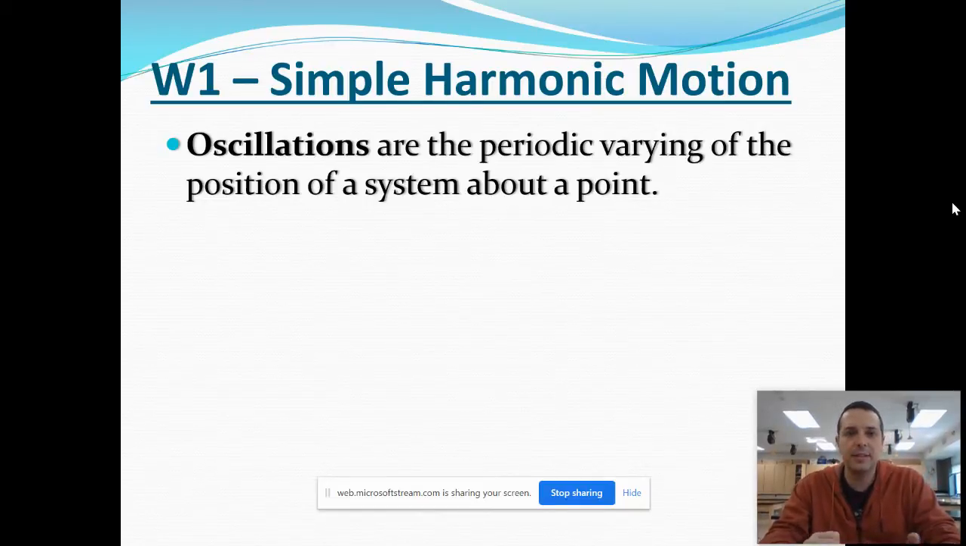Definition-wise, an oscillation is the periodic varying of a system or a position of a system about a point. Basically what it means is that an object that's going back and forth about one central location is oscillating.